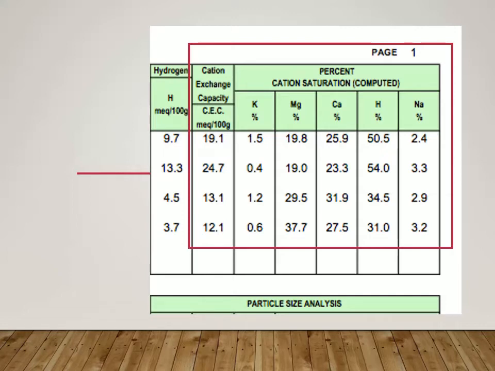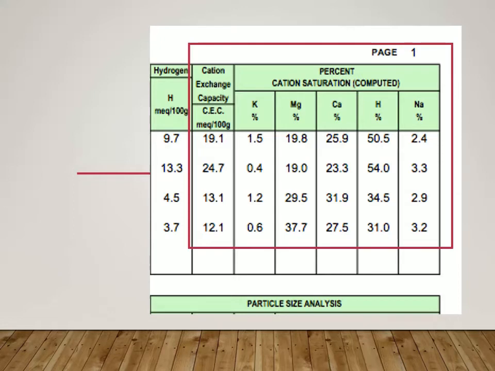Calcium, looking at calcium at 25.9, 23.3, 31.9. What is calcium normally? We want normally 65 to 80. I'm getting better at writing with my mouse, by the way. I don't know if you noticed that. 65 to 80% calcium. So we're way low in the calcium here. So these plants are going to be having some problems.